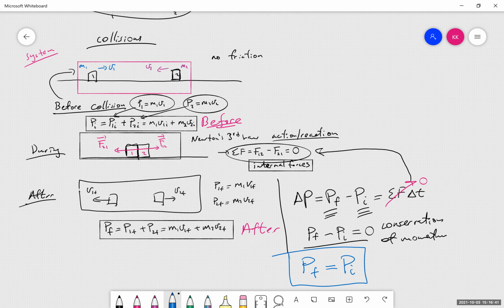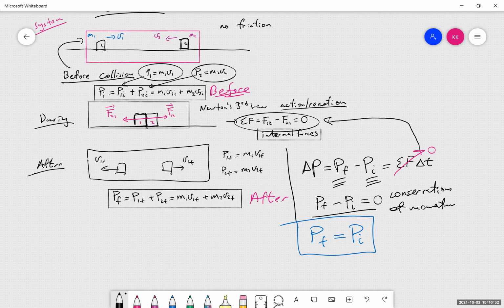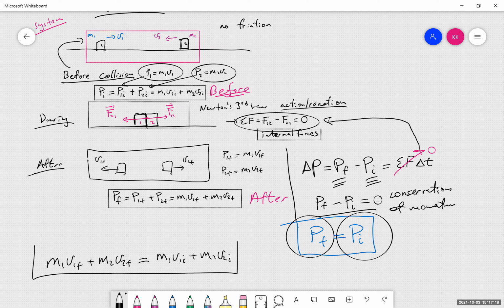It doesn't necessarily mean that each object individually conserves momentum. The system of two objects together conserves momentum. That means I can write this. Here's the initial momentum, here's the final momentum. The final momentum was m1 v1 final plus m2 v2 final, which is the momentum of the system after the collision. This is going to be exactly the same as the momentum of the system before the collision, which was written as m1 v1 initial plus m2 v2 initial. That means this equation is a general equation for the conservation of linear momentum.